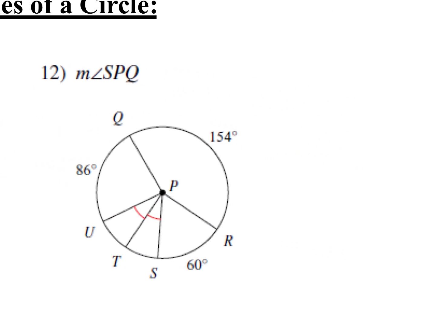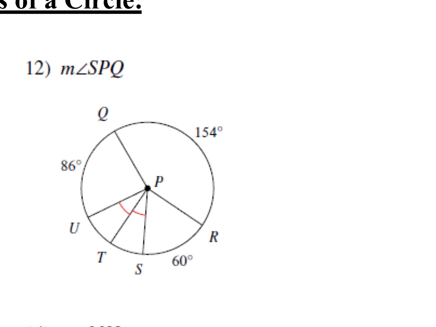Okay, number 12. We are asked to find the measurement of angle SPQ. So let's look at where is SPQ. S, P, and Q. It means to say that this is this angle. So let's look at what are the givens in here. So we have 86, we have 154, we have 60. This arc TS, I don't know the size of this arc, so I'm going to call that X. And they're going to call that X in short.